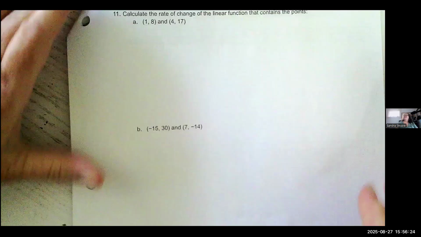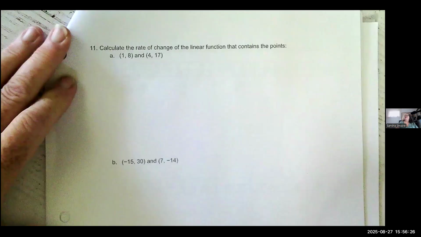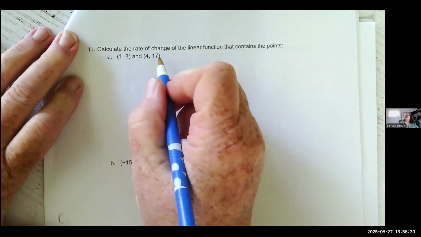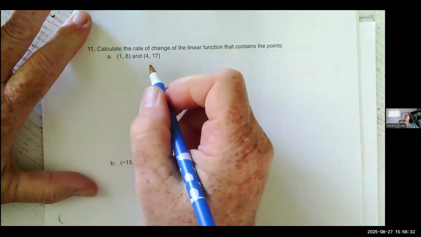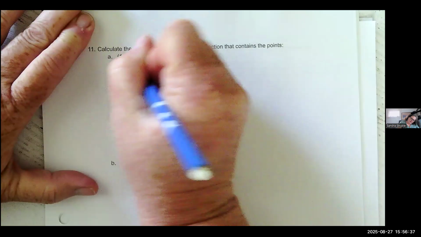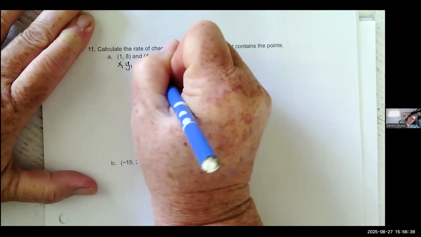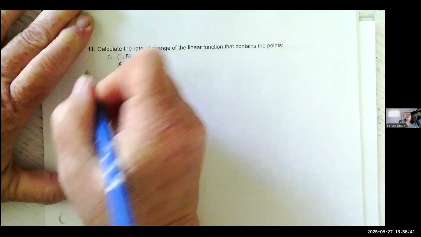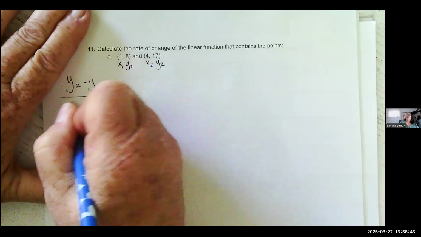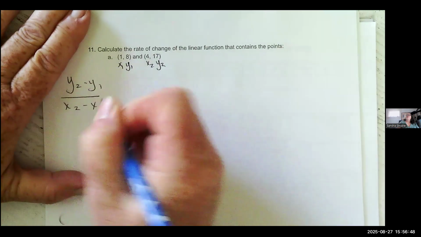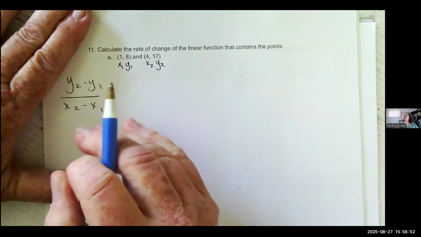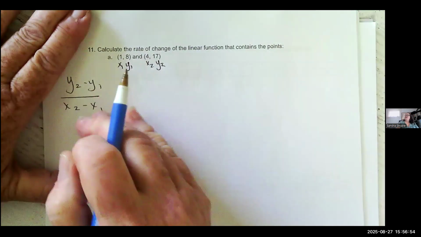And we're going to do that now. Calculate the rate of change of linear functions that contain the points 1, 8, and 4, 17. So before I even start looking for my rate of change, I label these: x sub 1, y sub 1, x sub 2, y sub 2. Okay, now I'm going to plug them in. So y sub 2 minus y sub 1 over x sub 2 minus x sub 1. You have to start with the same point each time, both in the numerator and in the denominator.